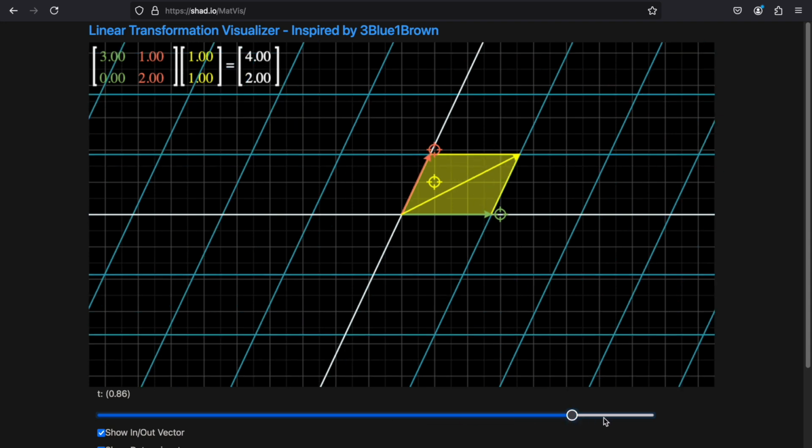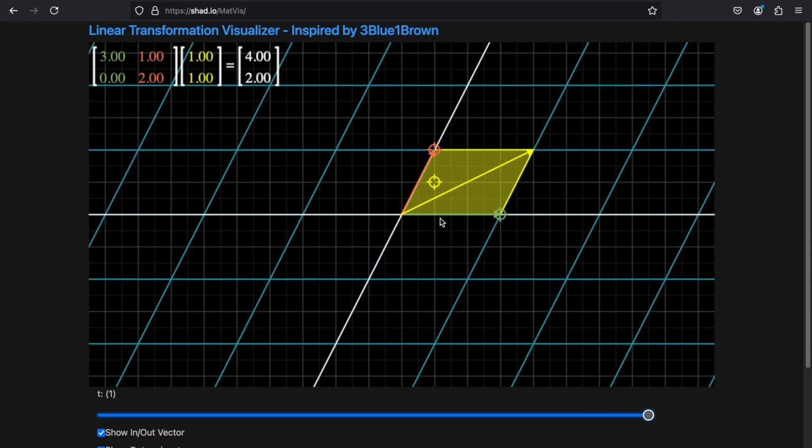Okay, now at the end, see, the i hat has landed at (3, 0), that is this column. The j hat has landed at (1, 2), that is this column. If you see in the background, we have those gray grid lines, right? Those gray grid lines represent the input vector space, and these blue grid lines in the foreground are the transformed vector space. What happened to the input vector space after applying this matrix is these blue grid lines. So we see that the spacing between the grid lines has increased drastically after applying the transformation.